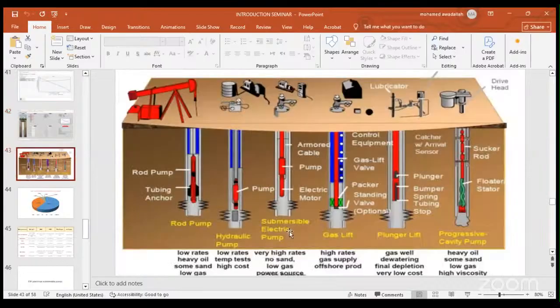Then we will move to a quick comparison between the different artificial lift types. We have the rod pump or sucker rod pump. We have the hydraulic pump or jet pump. We have the electric submersible pump, which is ESP. We have gas lift, plunger lift, and the progressive cavity pump. These are different ways to bring on production a well that is not capable of flowing naturally, because depletion or a decrease in reservoir pressure makes it hard to produce naturally.